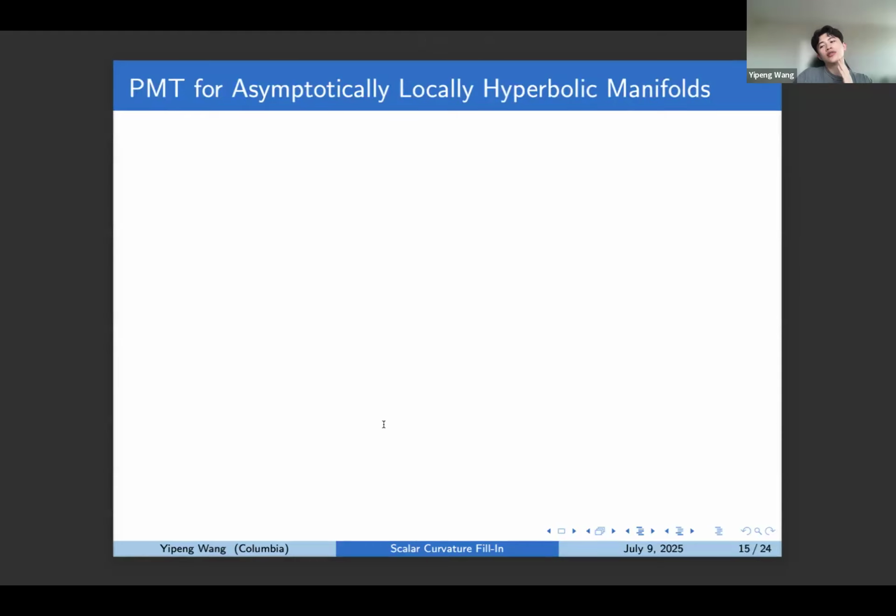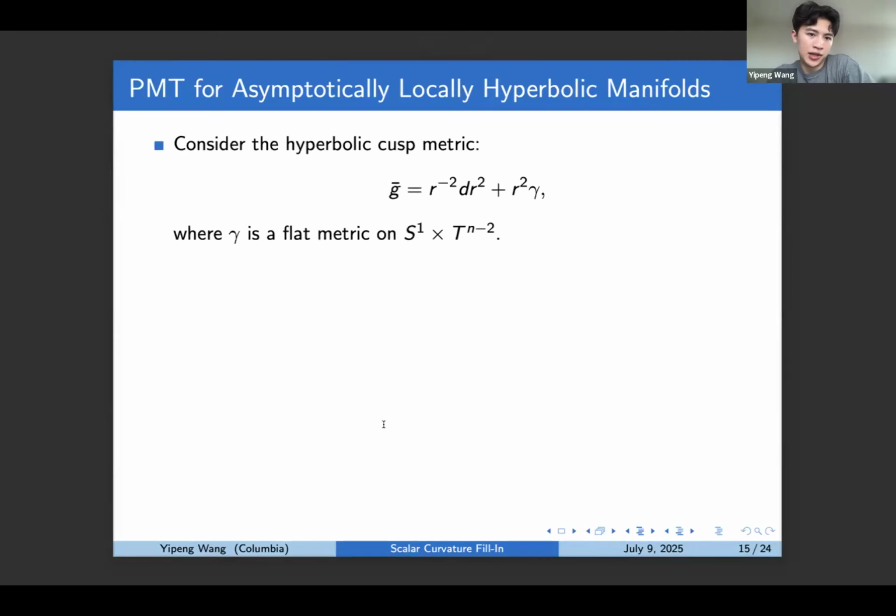Okay, and then as you might expect, to prove such a result, you will need some kind of positive mass theorem, as I was trying to explain this philosophy slightly earlier. But now we're looking at the context of asymptotically locally hyperbolic manifolds. So what you can do is start with the model metric, which is this hyperbolic cusp metric on B2 cross T^(n-2). So you fix some flat metric on the boundary, and then you consider this hyperbolic cusp metric.